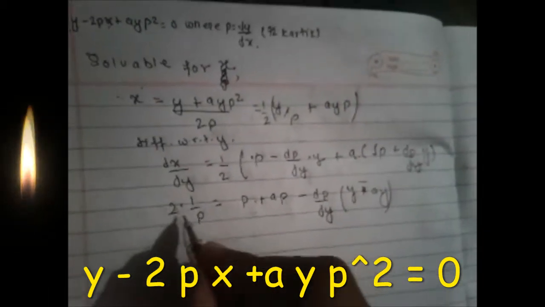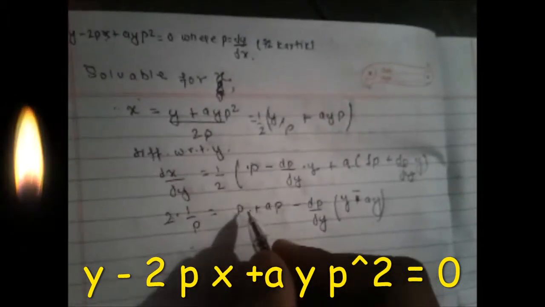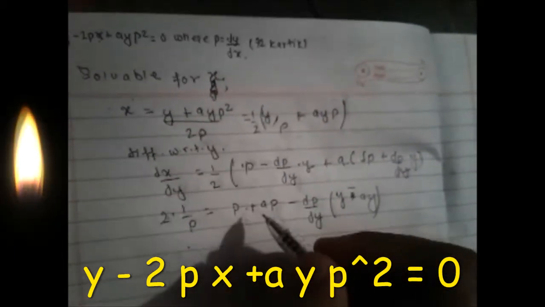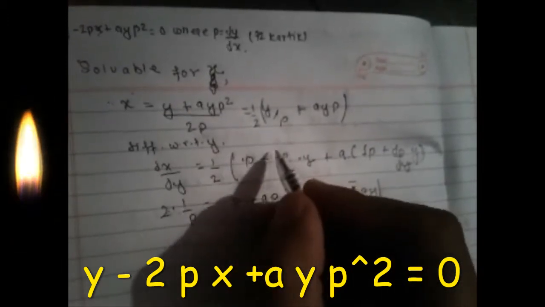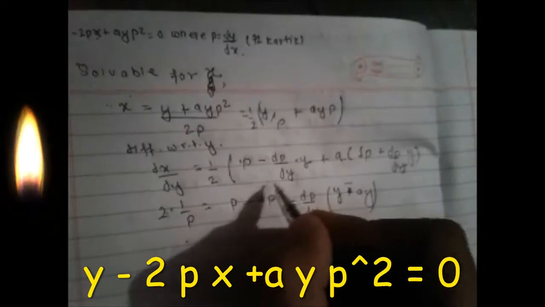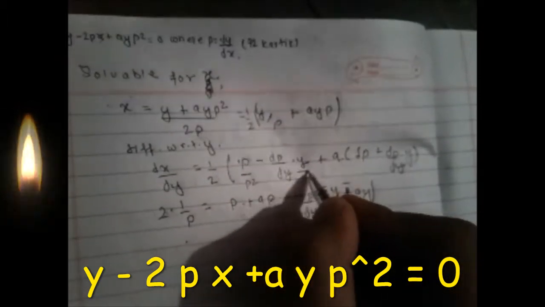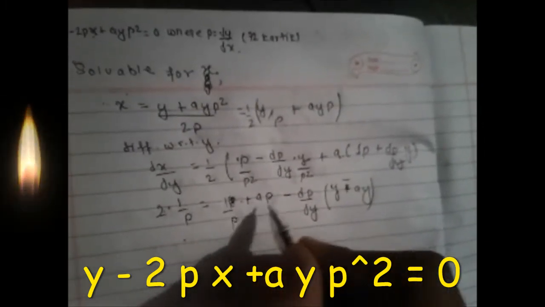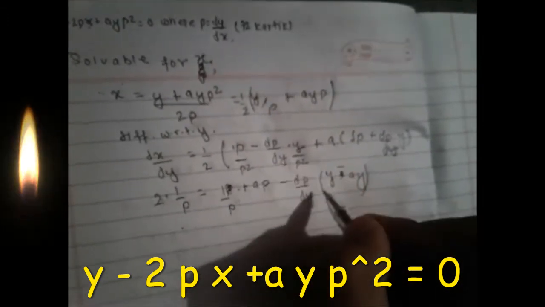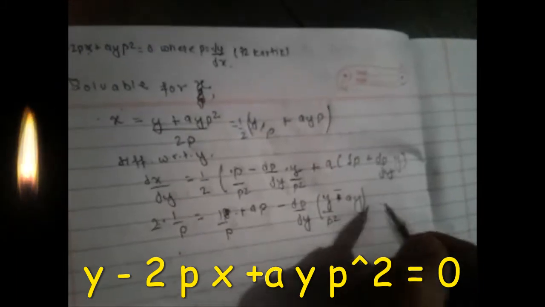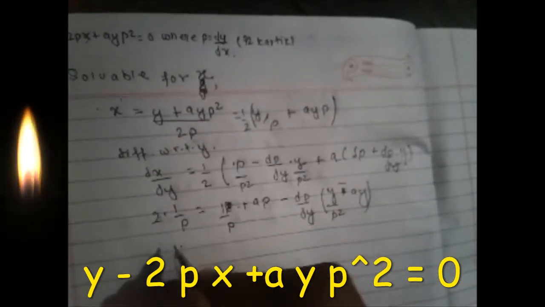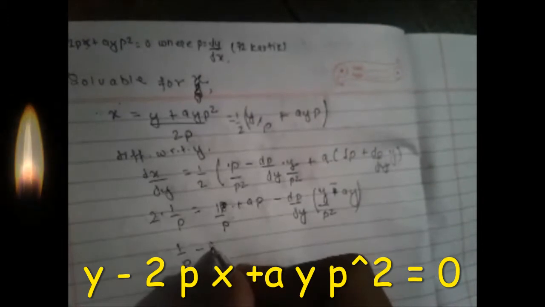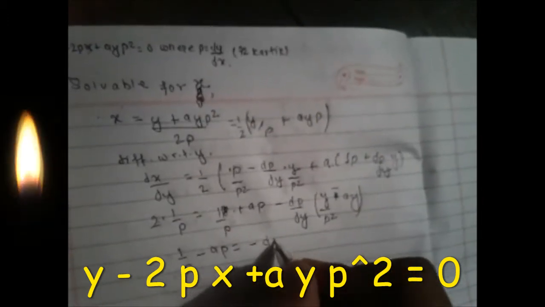So now take this p here, and ap on the next side. Here, differentiating we get upon p square also, so upon p square, what do we get? p upon p square becomes 1 upon p, and this y upon p square minus a y. So this 2 upon p minus 1 upon p becomes 1 upon p minus ap is equal to minus of dp by dy.